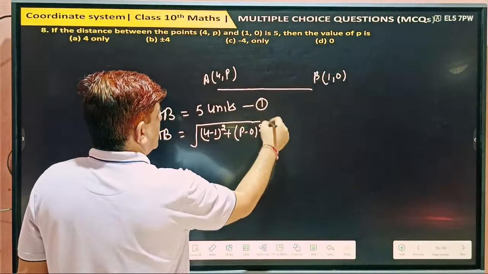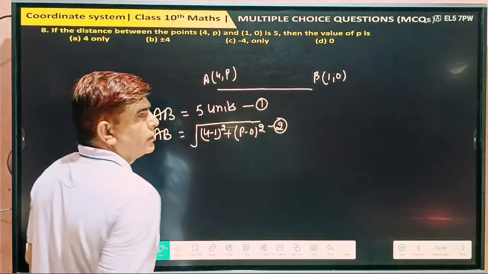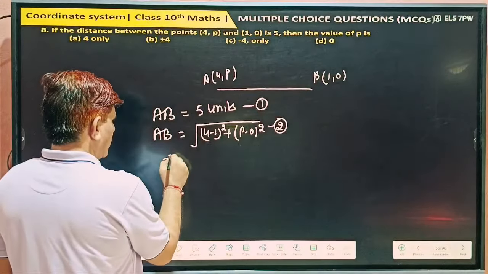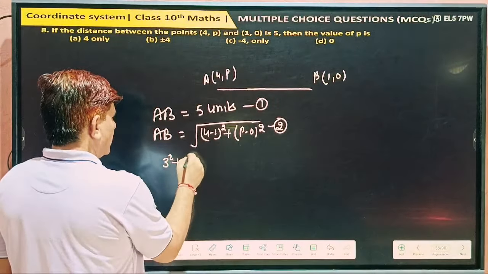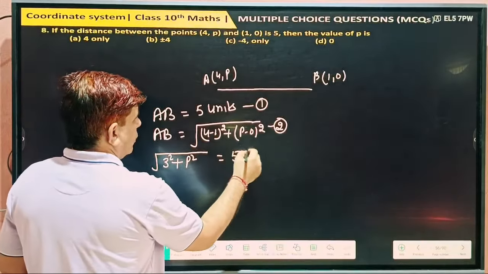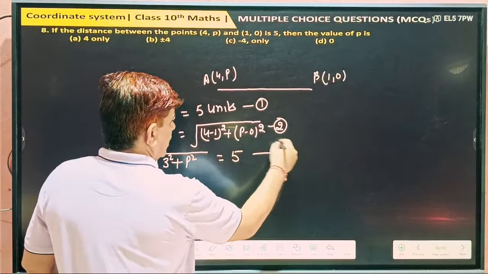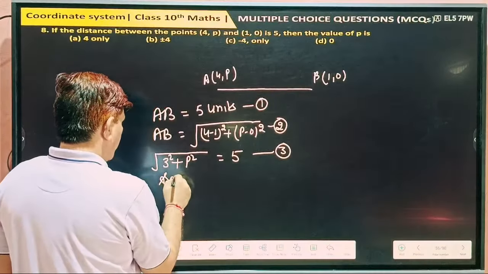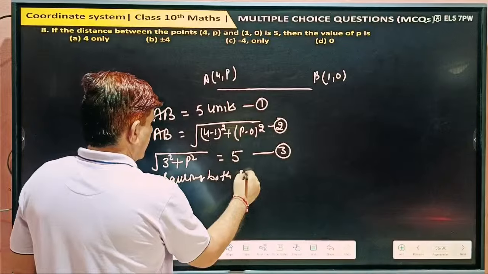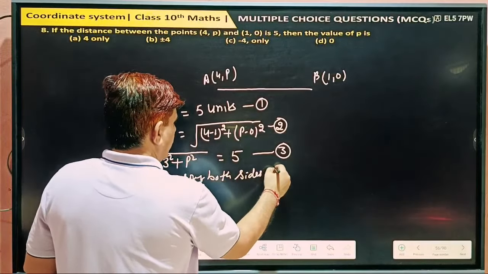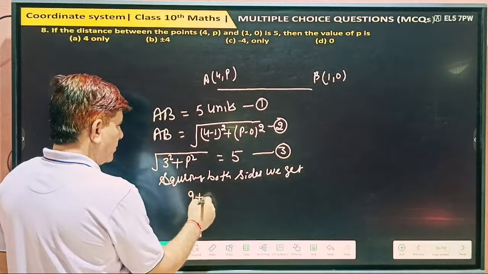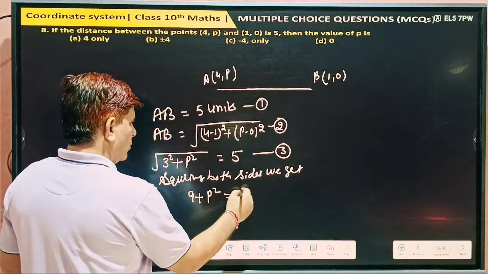This is your first, this is your second. Both are equal. So what we can say? Under the root 3 square plus P square is equal to 5. This is 3. Squaring both sides, we get 9 plus P square is equal to 25.